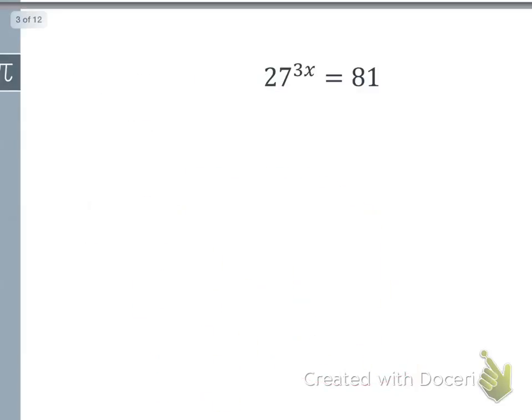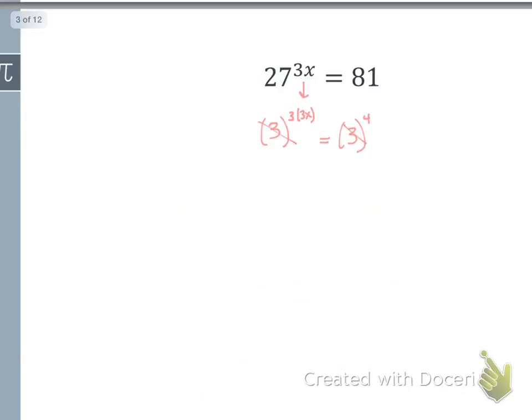Okay, my next one looks like we got to break it down. I could get them both to be 3's because I know 3 can go into 27. So 3 to what power can get me to 27? Well, 3 cubed can. I still have this 3x here. I do the same thing with the 81. So 3 to what can get me to 81? So if I try 3 to the first, I get 3. If I try 3 to the second, so 3 squared, I get 9. 3 to the third gets me 27. 3 to the fourth gets me 81.